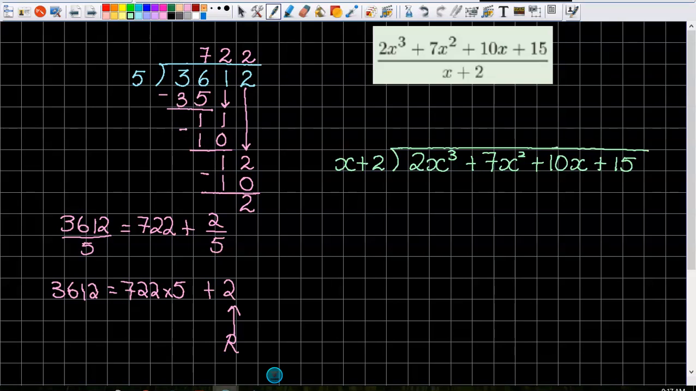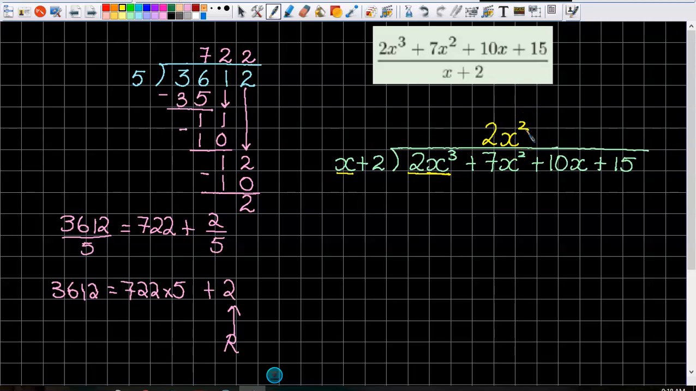So here we go. We can see very clearly that x does go into x cubed. So you're asking yourself, what do I have to times x by to become 2x cubed? 2x squared. So please notice it's very nice: the 3, the 2, the 1, the constant. So you put it above the x squared here. So we're going to say x times 2x squared gives me 2x cubed.